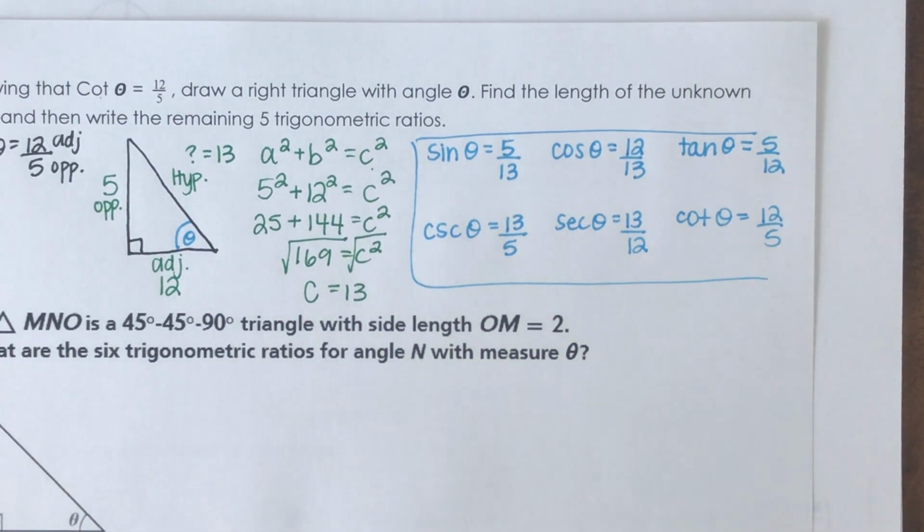Okay, so you can't write your 6 trig ratios unless you have every single side length written or given to you or solved. So you have to make sure you've got all 3 of your side lengths done before you try to write your trig ratios.